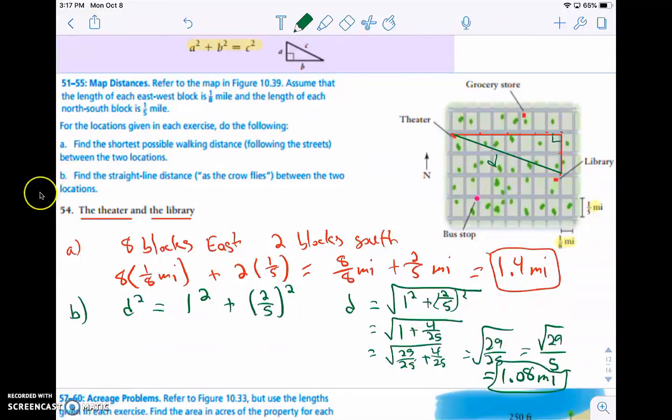So that's a look at some more geometry and the Pythagorean Theorem. If you have any questions, don't hesitate to let me know, and we'll finish this up in part 3.